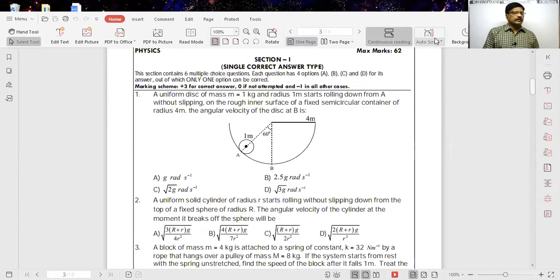Today I want to discuss some important advanced model problems in rotatory motion. Okay, here the questions are displayed. You see, the first, second, and third problems are important. First, we will discuss those three problems. Here is the first problem.